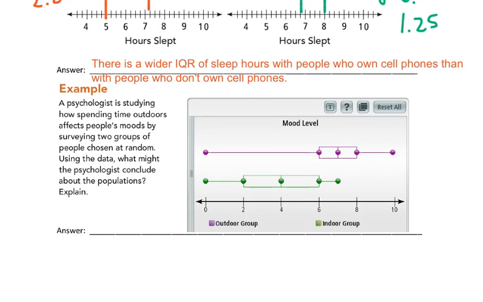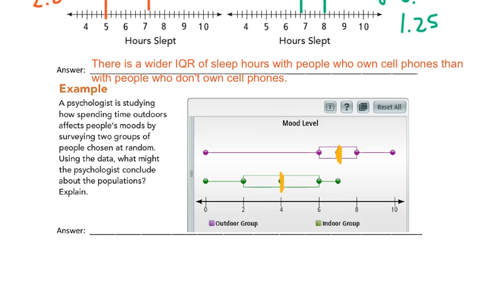In this example down here, a psychologist is studying how spending time outdoors affects people's mood by surveying 2 groups of people chosen at random. Using the data, what might the psychologist conclude about the populations? So, if you take a look at the box plots, you can see that in general, people who spend time outdoors are happier than people who spend time indoors. If you take a look at the median, which is here compared to here, it's about 3 levels higher in the outdoor group.